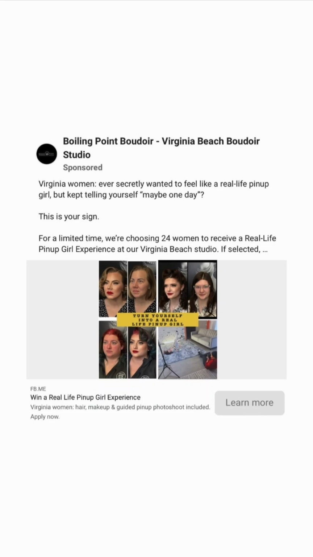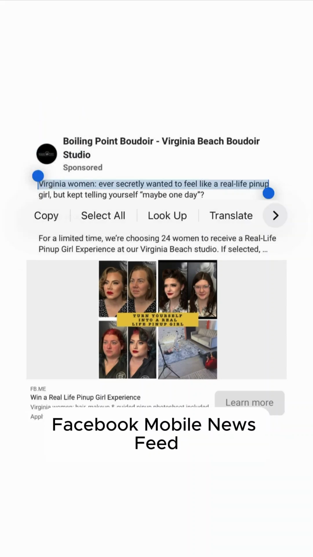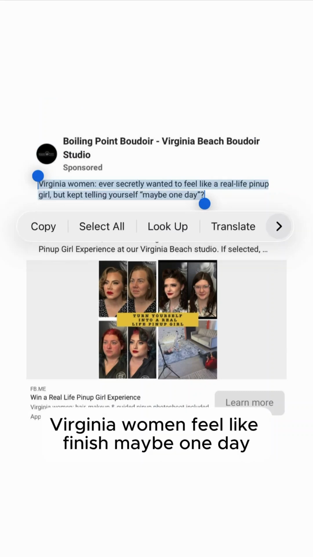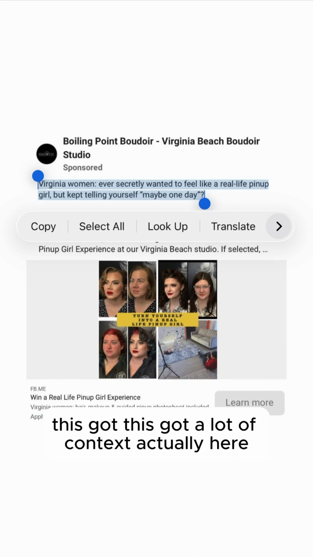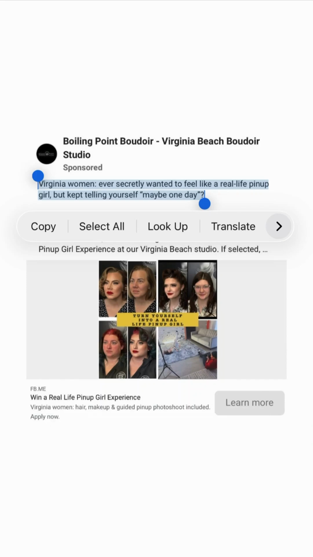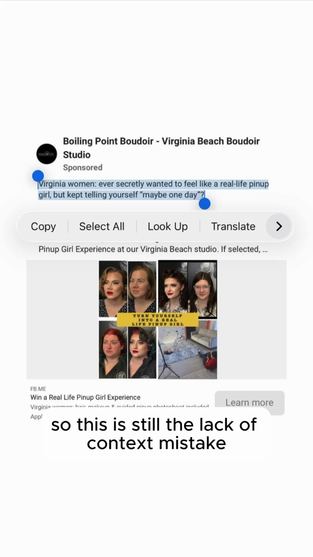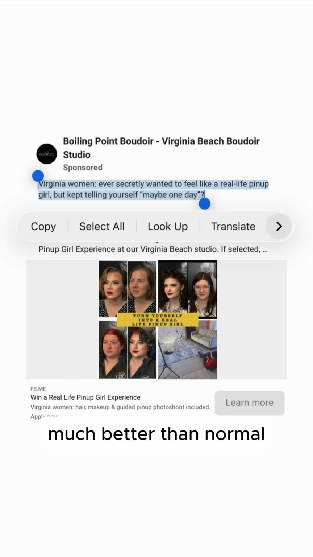Finally, we're going to look at the see more headline. First 2 3/4 lines, Facebook mobile news feed. Check this. Virginia women. I feel like gonna maybe one day. Okay. All right. It's got a lot of context packed in here. We still don't have as much as we want though. So this is still the lack of context mistake, even though this is much better than normal.